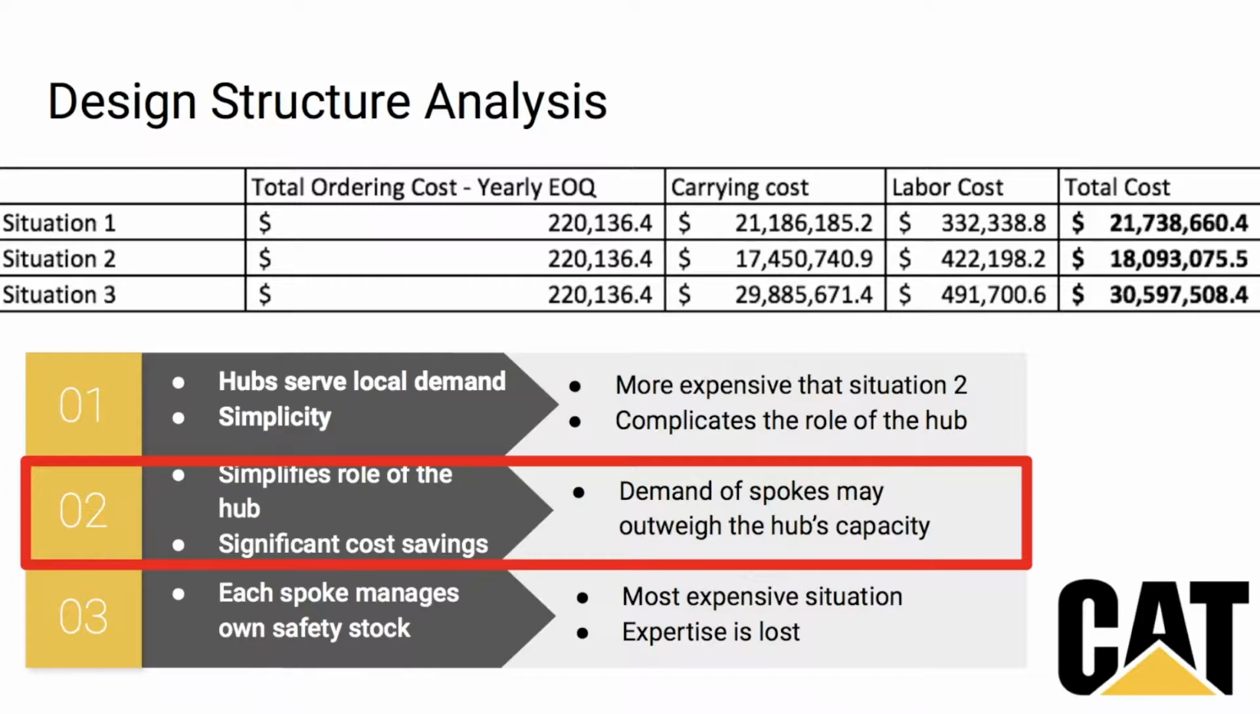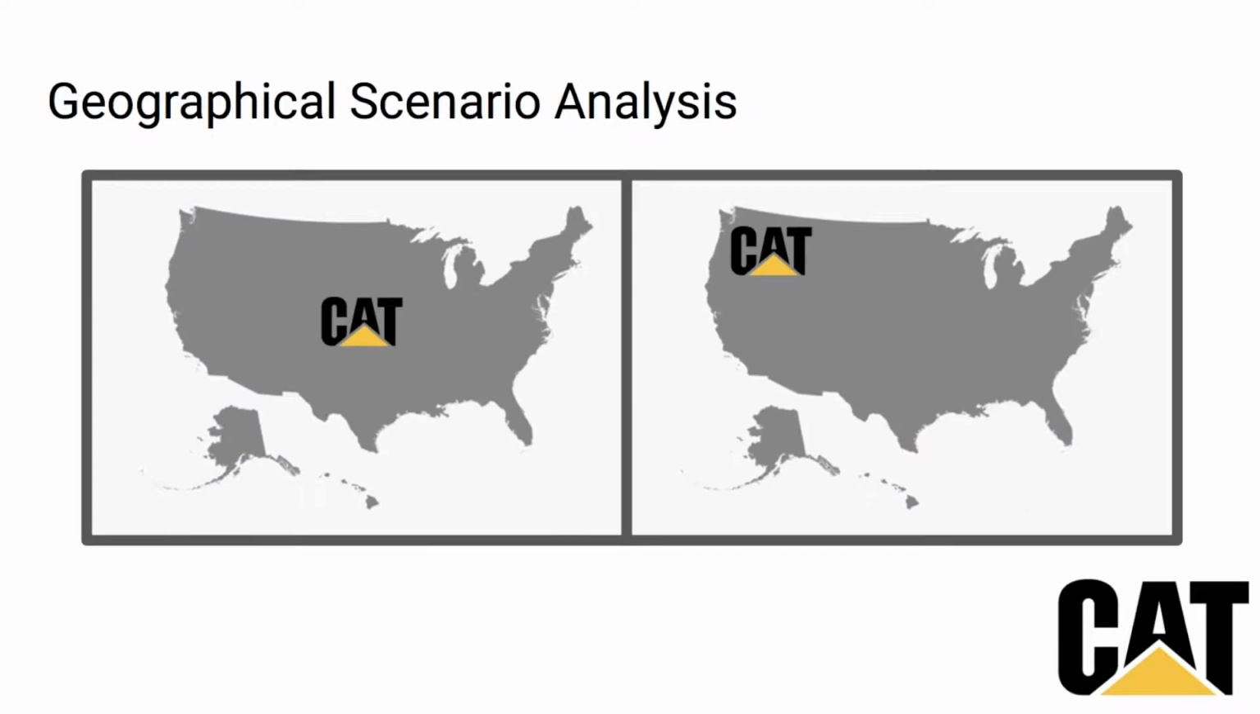But we'll move forward to talk about what we might recommend as assumptions change. Thanks, Riker. This is Allie Nordstrom now talking, and I'll be taking over the scenario analysis. So as we established, we recommend that CAT executes with situation 2, which is a single hub with many spokes.